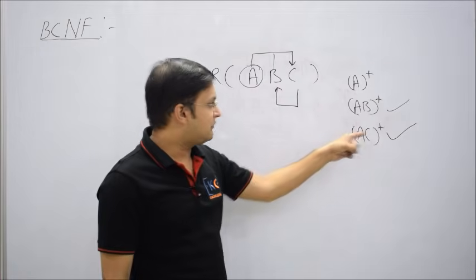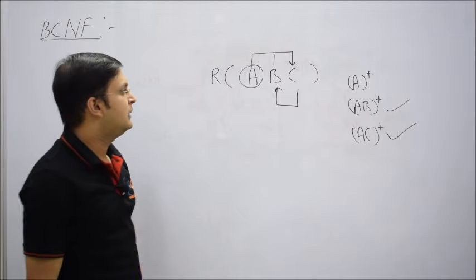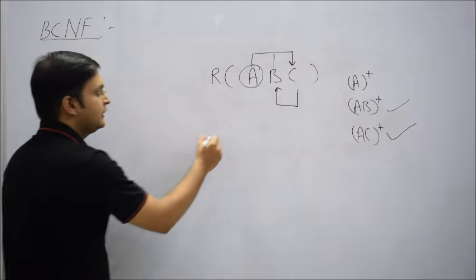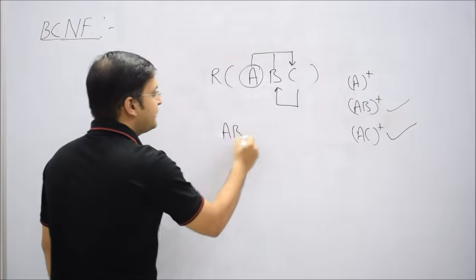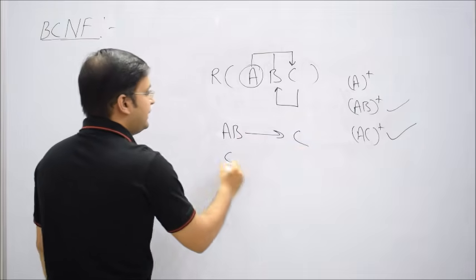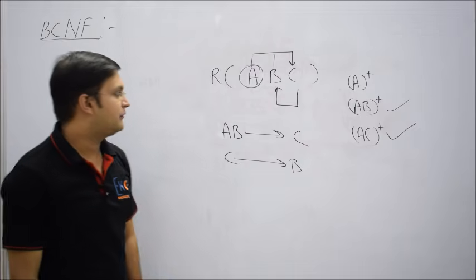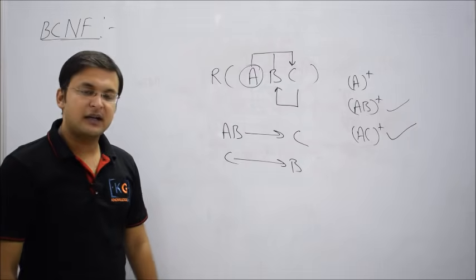One is AB and one is what? AC. Fine. Now let me check in which normal form this table is. There are 2 dependencies: first from AB to C and second from C to B. Okay, now you understand this. Question number 1: is this table in second normal form?